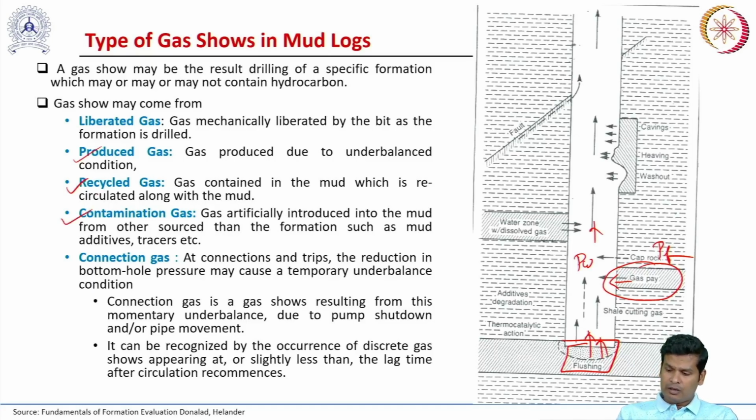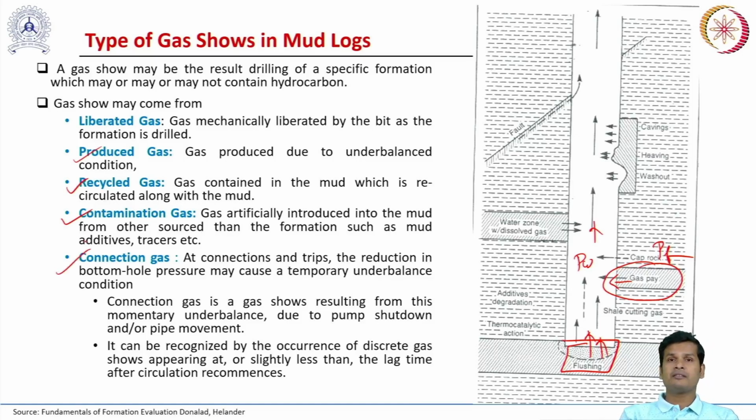Next is contamination gas. So contamination gas is nothing but the gas which is artificially introduced into the mud from other sources. For example, this could be mud additive or tracer. For example, we have discussed about the carbide test in the depth matching. So in a carbide test, we introduce the calcium carbide nuggets inside a pouch and when this calcium carbide reacts with the drilling fluid, it creates the acetylene gas. So this acetylene gas will be detected at the surface, and this should not be taken as an indication of the hydrocarbon bearing formation.